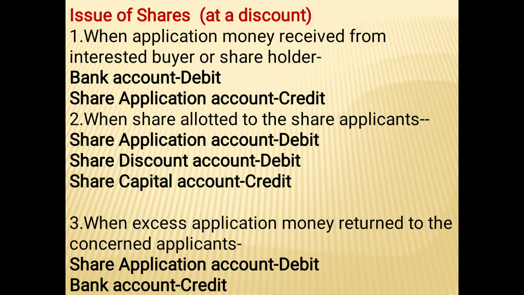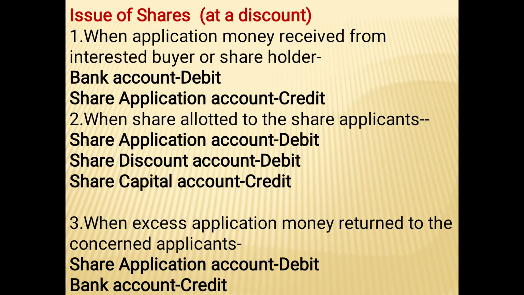Second one, when shares are allotted to the share applicants with discount, then the journal is share application account debit, share discount account debit, share capital account credit. When excess application money is returned to the concerned applicants, then the journal is share application account debit, bank account credit.